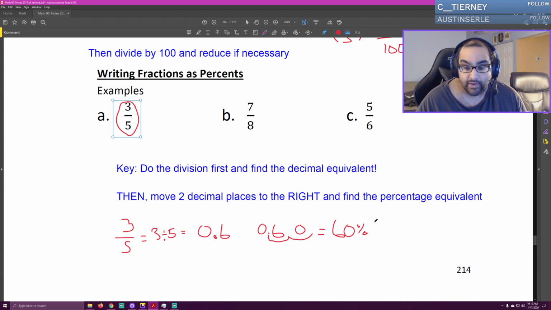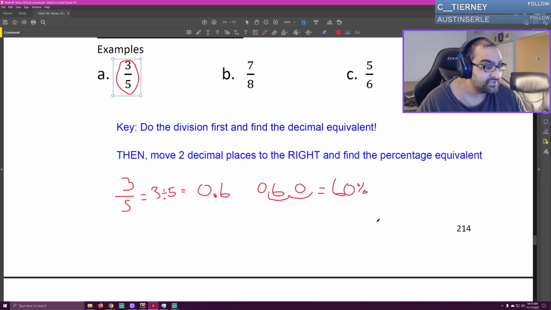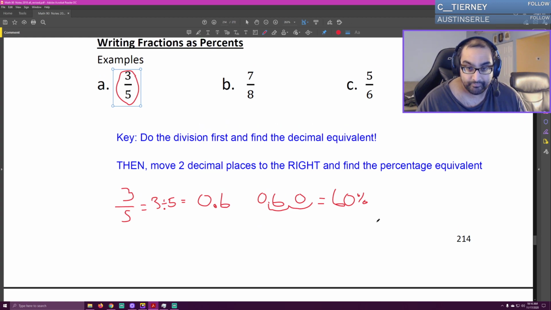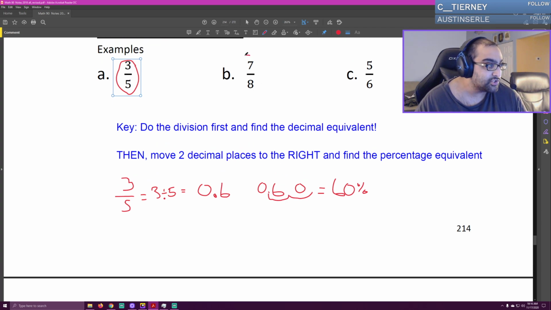And that's all you have to do. In all honesty, that's it. So find the decimal equivalent, move right 2 places, then you'll have your percentage equivalent. If you move right 2 places, that's the same thing as multiplying by 100. There's no difference. So let's try 7/8 together.